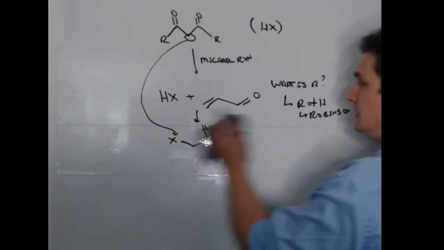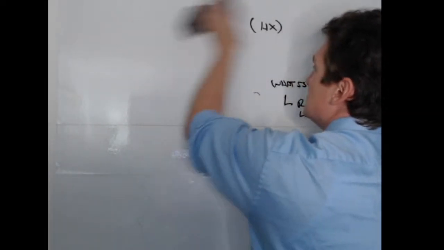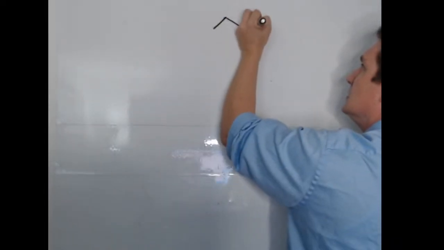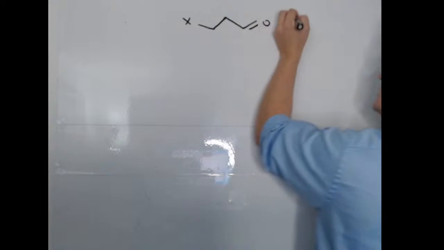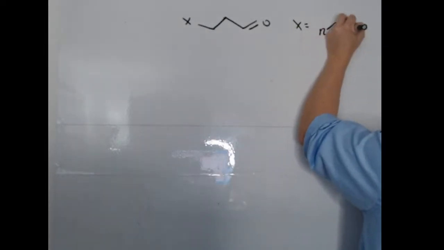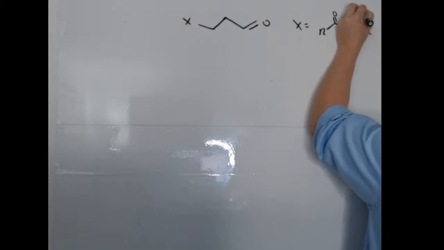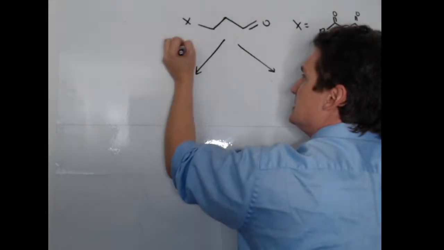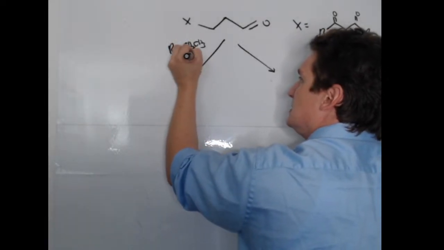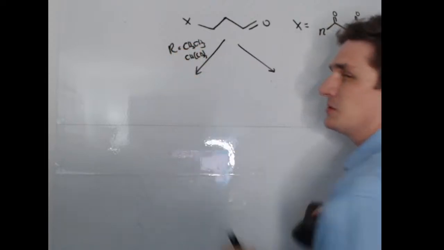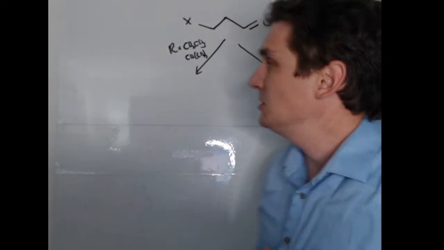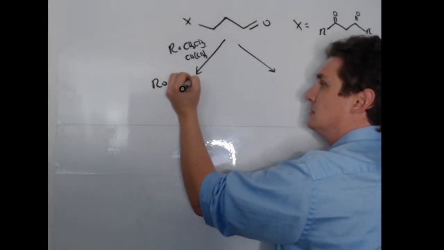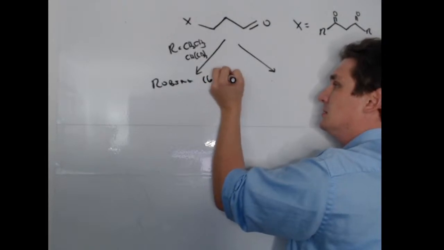Now, it's just because I don't have that much space, we're going to erase it. After you do the Michael reaction, if R is like CH2CH3, CHCH3, anything where there's going to be an alpha carbon present, the next thing you're going to do is recognize that it's going to form a six-membered ring. So this is Robinson again. And Robinson is a six-membered ring.